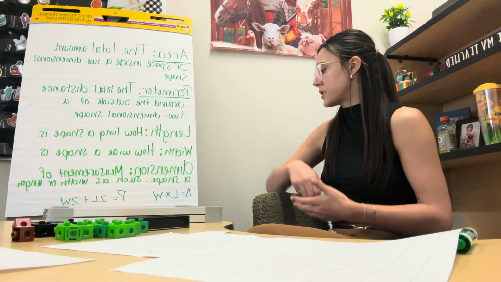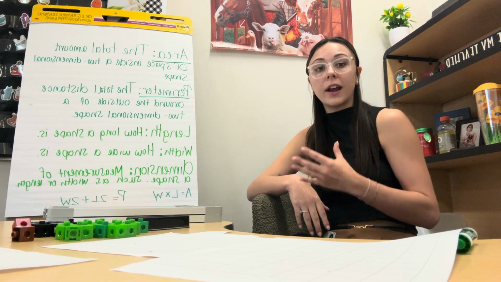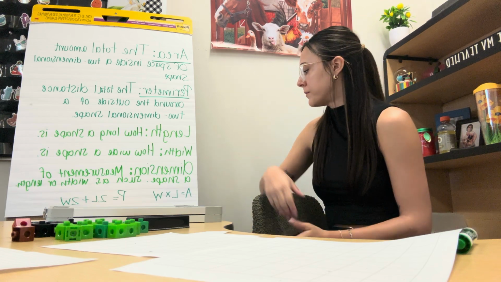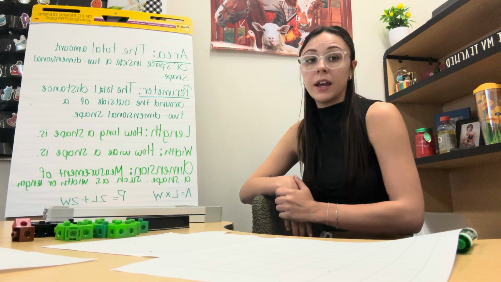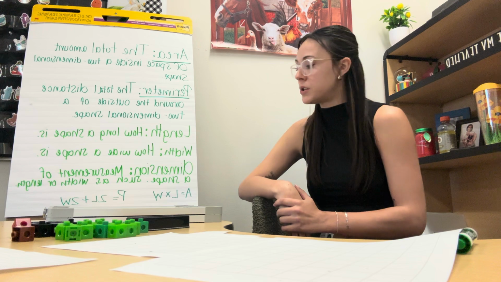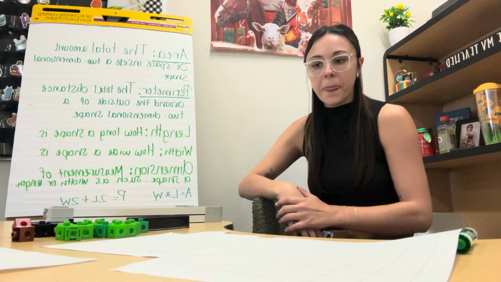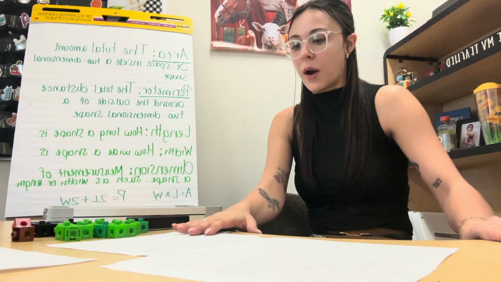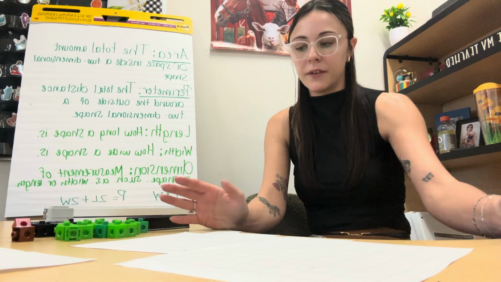And then down here we also have the formula for area and the formula for perimeter. The formula for area is area equals length times width, and the formula for perimeter is perimeter equals 2 times the length plus 2 times the width. Let's go ahead and get into it using our grid paper and our connecting block manipulatives.